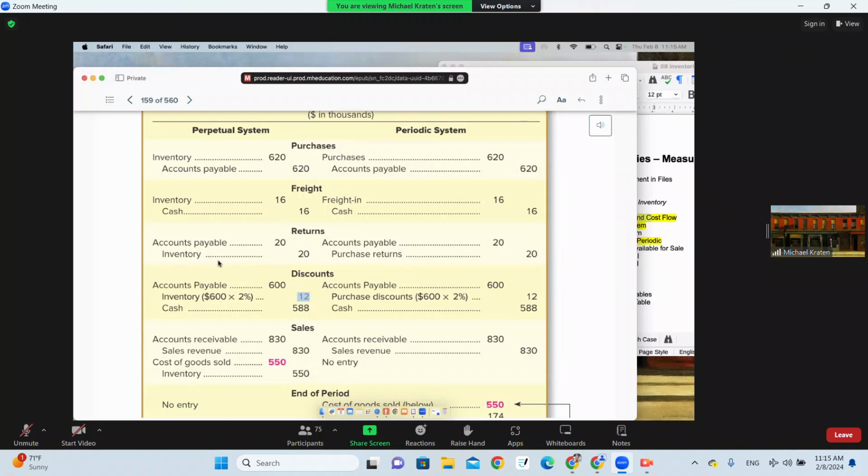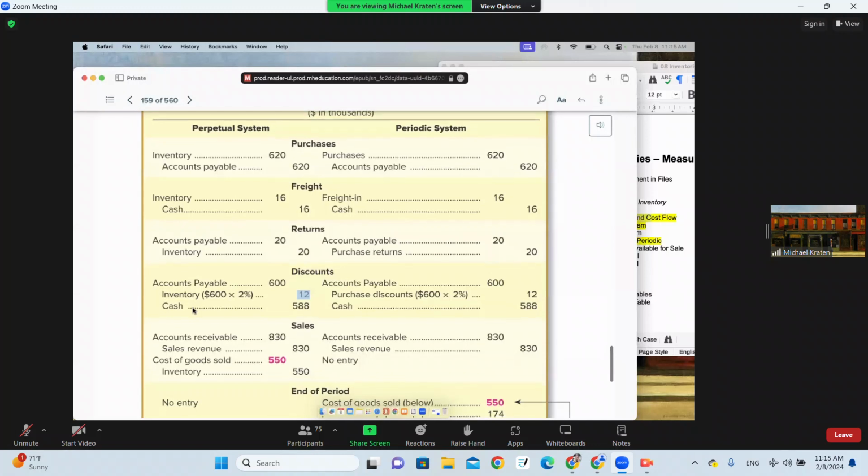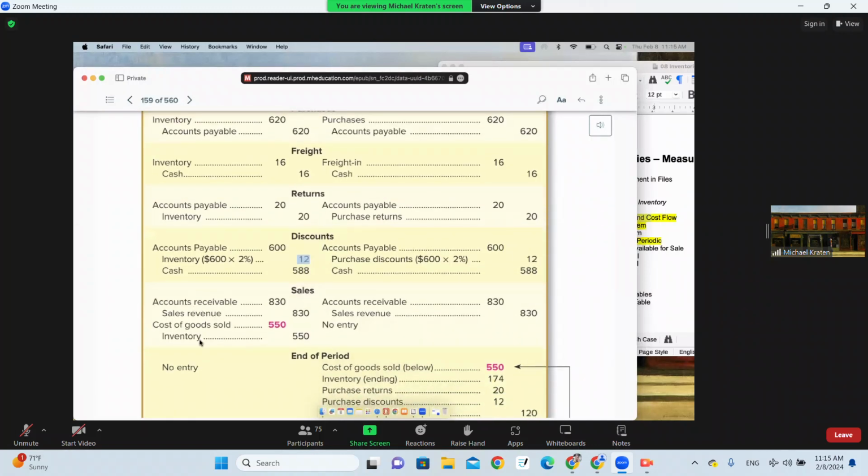Also, when you reduce the amount of money that you owe the vendor, whether because it's bad product that you bought and you're returning the product, or because you're getting an early payment discount, you're reducing the liability and you're reducing the value of what you bought. And furthermore, when you actually pay the discounted price, you're eliminating the liability and eliminating cash. Finally, when you sell the product, you're not doing one thing, you're doing two things.